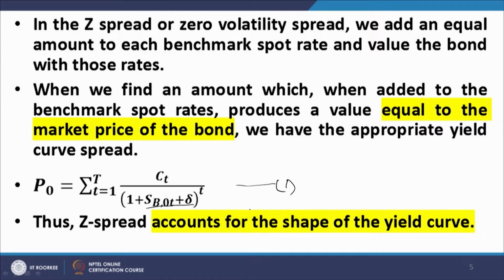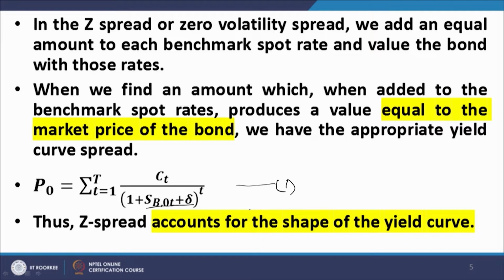We find that value of delta which, when added to the benchmark spot rates, produces a value on the right hand side, that is, produces a discounted value of all future cash flows equal to the market price of the bond. That value of delta is called the Z spread. Thus, Z spread accounts for the shape of the yield curve.